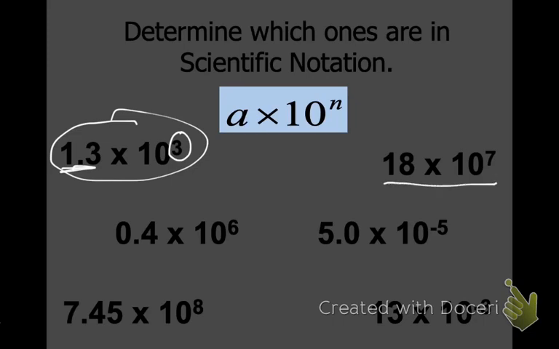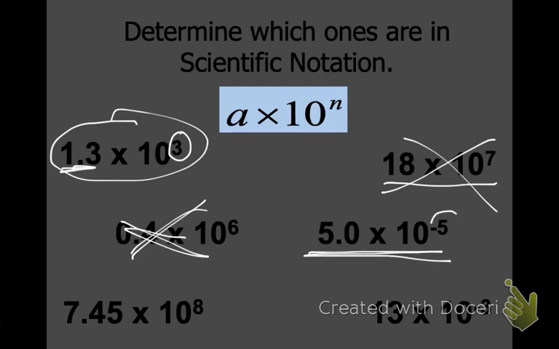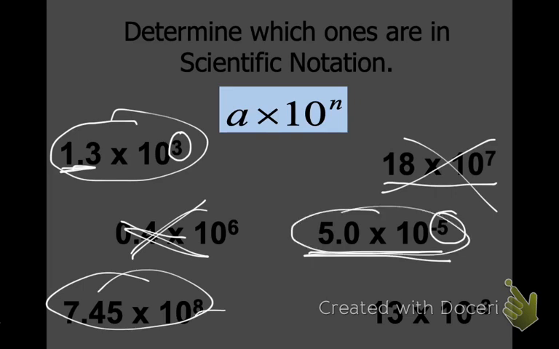This one is not in scientific notation because 18 is definitely not between 1 and 10. This one also not between 1 and 10. This one is. This is in between 1 and 10. -5 is an integer. This is between 1 and 10. 8 is an integer. This is not between 1 and 10. Okay, so scientific notation, the numbers have to be between 1 and 10. It doesn't matter if there's decimals or whatnot, but they have to be between 1 and 10.